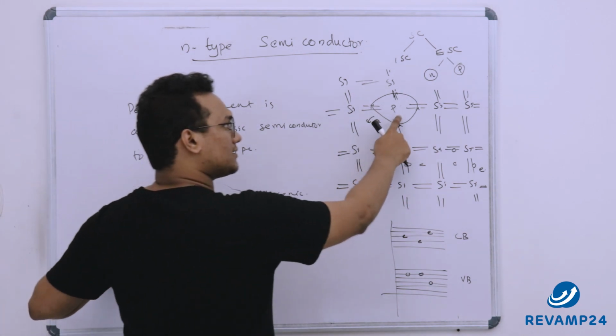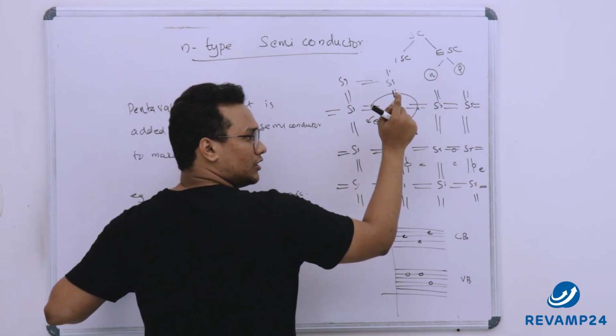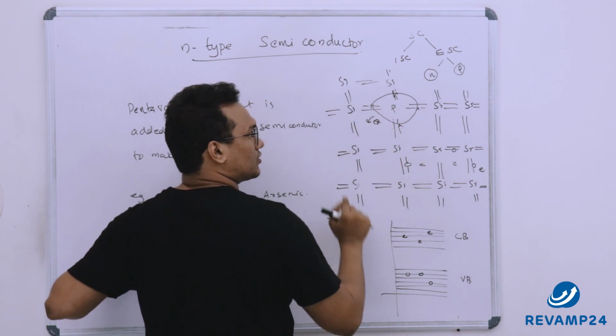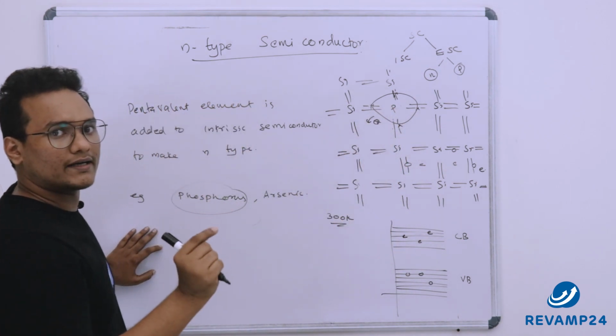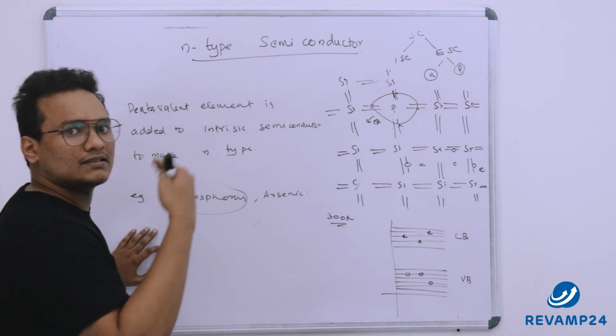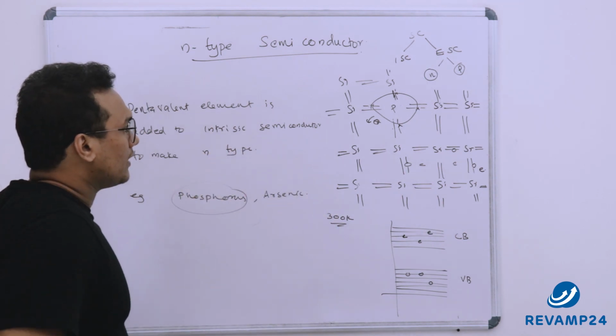So what is this? These are donors. It has donated an electron. So from the electron perspective we will call it this: if it is donating an electron, that is a donor.